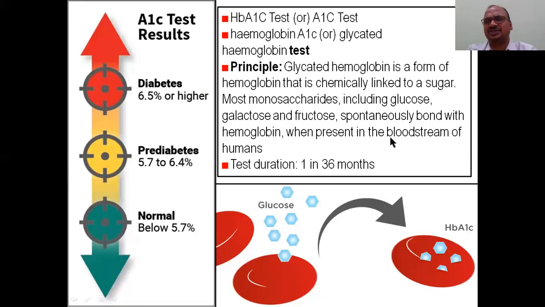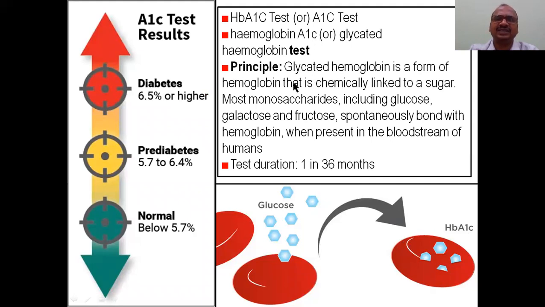A1C test, a super test. This is a very excellent test. It is also called the HbA1c, hemoglobin A1C test. What happens in the diabetic patient? Glucose will start sitting on the RBC like this, as HbA1c. That's why this is called hemoglobin A1C, or the glycated hemoglobin test.